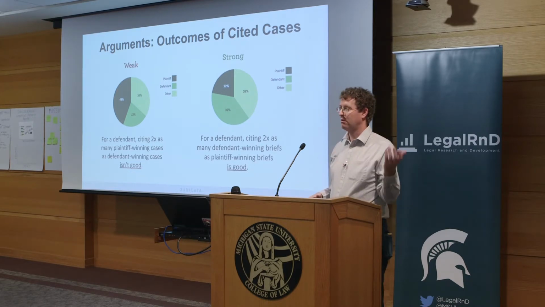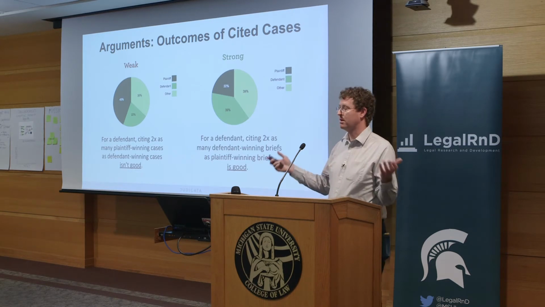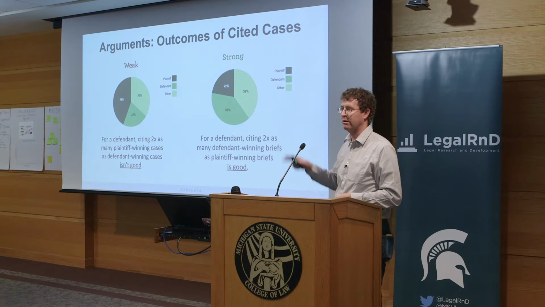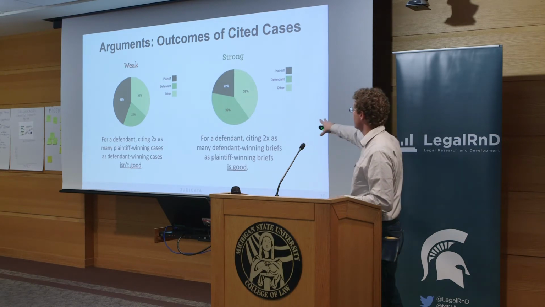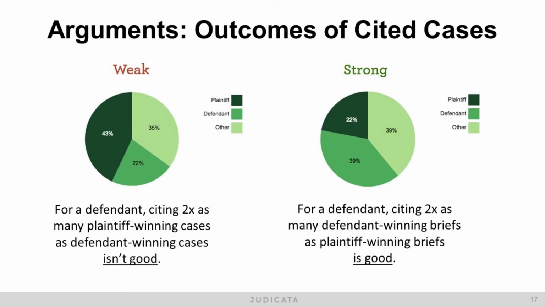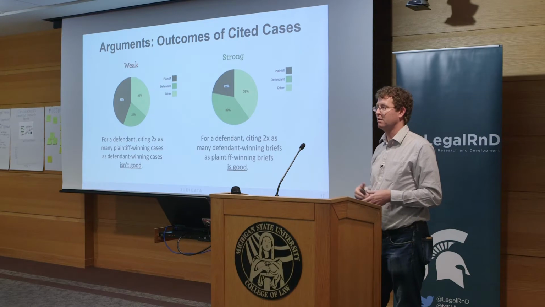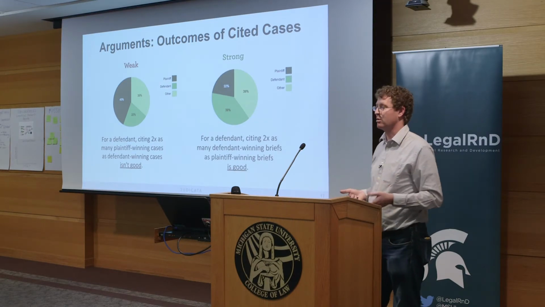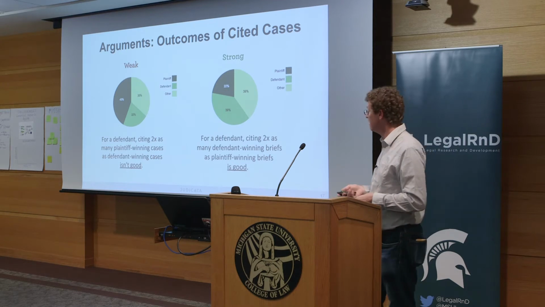While they should be showing a lot of precedent that goes their way, which makes it look like their side is more powerful, here they're actually not doing that. Whereas on the right, defendants are citing a lot more defendant winning briefs, which is messaging to the court, the weight of authority goes my direction. Again, this is one of these things that the better you score, the more likely you are to win.